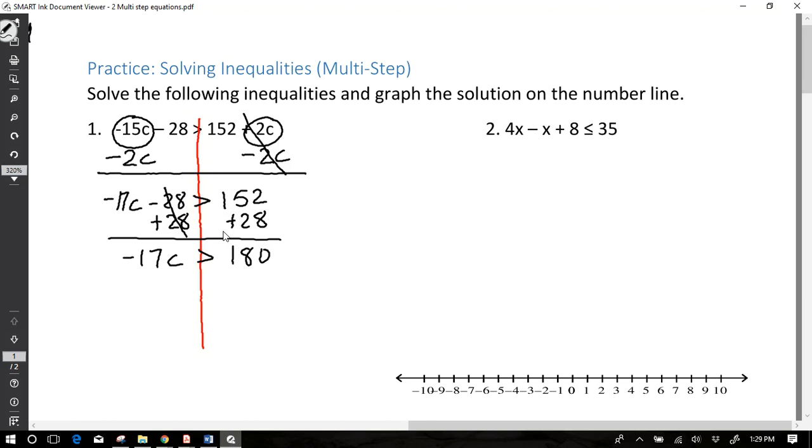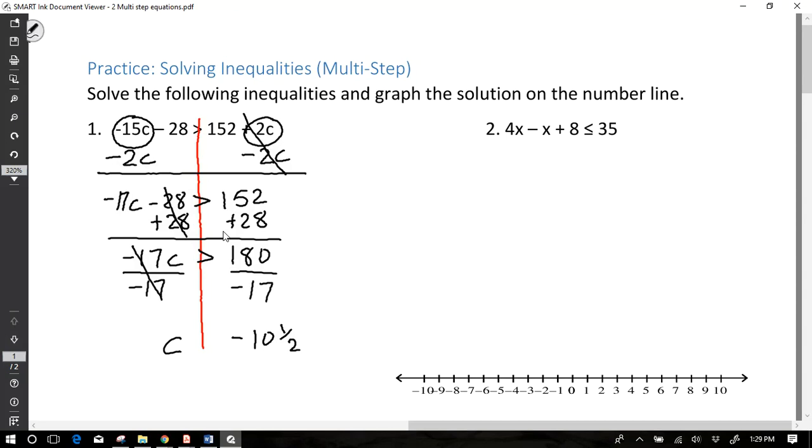My next step is to divide everything by the coefficient of c, which is negative 17. Negative 17. Okay, so 180 divided by negative 17, it's going to give me a decimal. So negative 10 and a half. Or you could have written 0.5, that's okay. And then there's the c that I brought down.